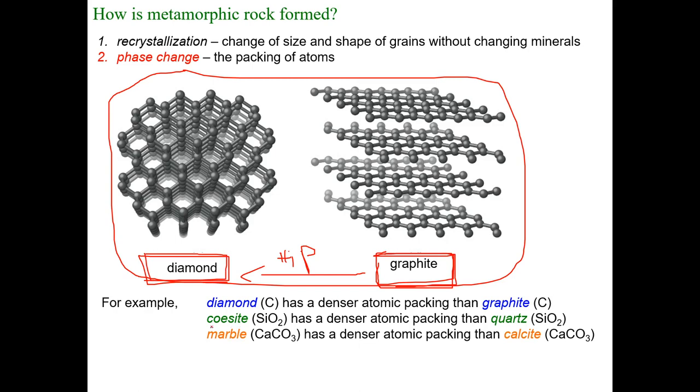Okay. Another example of that, coesite is denser than quartz. So quartz will change sometimes to coesite, which is, again, they're both SiO2. They're polymorphs, but coesite is denser. So at high pressure, you get coesite instead of quartz. Marble has a denser packing than just calcite.